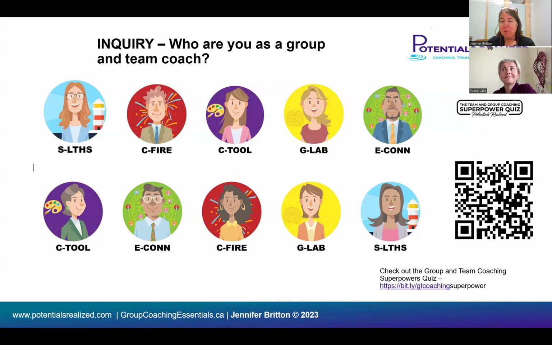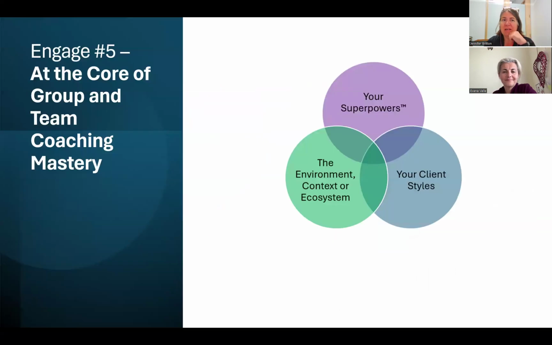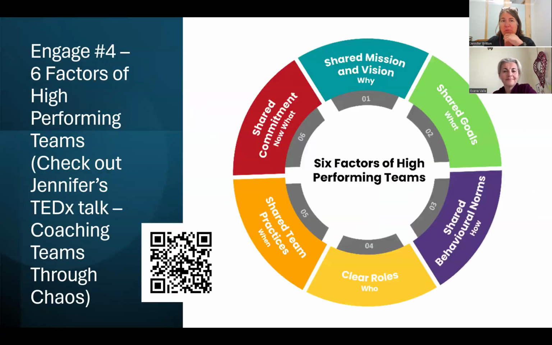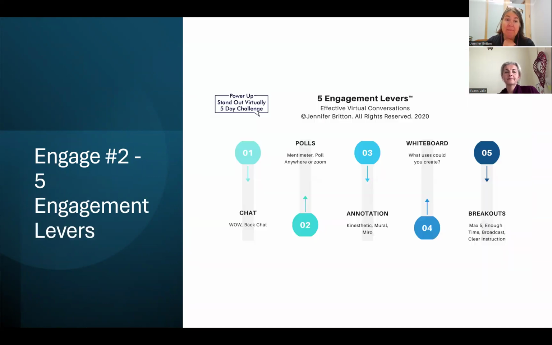And while I know there are more layers, I really just wanted to take you through these 5. So working backwards, number 5 is our superpowers. Number 4, if you're working with teams, think about the 6 factors and how those play out. Again, multiple layers here, including hybrid work styles or just work styles, because the work styles show up in an in-person environment as well. Number 3, 6 layers of connection. And what are you doing to facilitate that? Break it down, integrate it in your design.